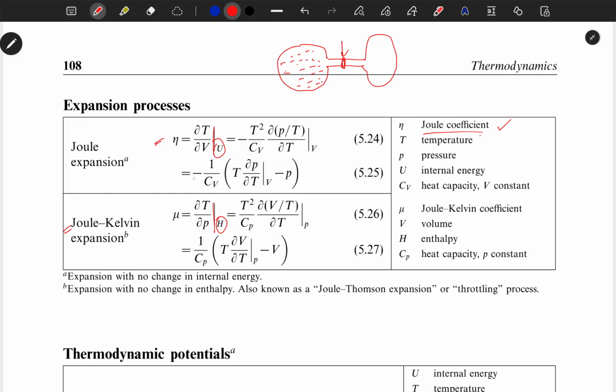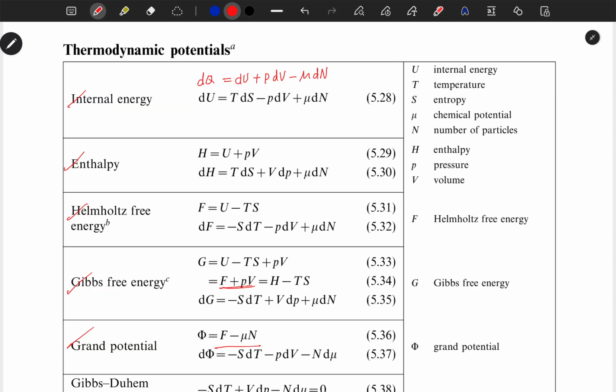So ultimately eta is minus 1 by Cv times (T dP by dT minus P) for Joule expansion. For Joule-Kelvin expansion, 1 by Cp times (T dV by dT minus V). So internal energy can be expressed from this relation. So đq equal to dU plus PdV minus μ dN.